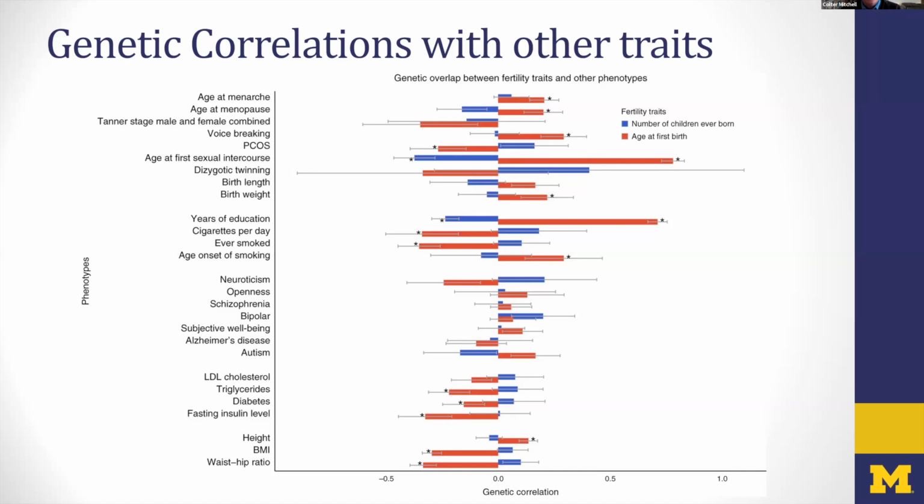Or you look at something like number of children ever born, which is the blue bar, and you see that the genes related to that are negatively correlated with age at first sexual intercourse. You can go through and see which ones are significant, which ones are not, and how they're correlated or not correlated. These are some of the cool things you can do with genetics.